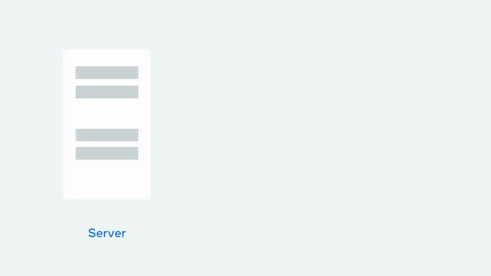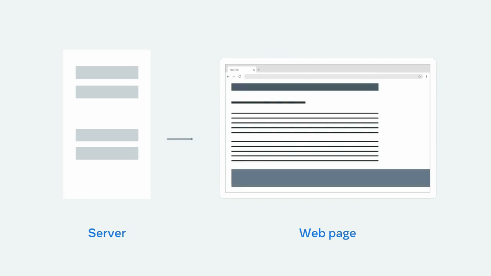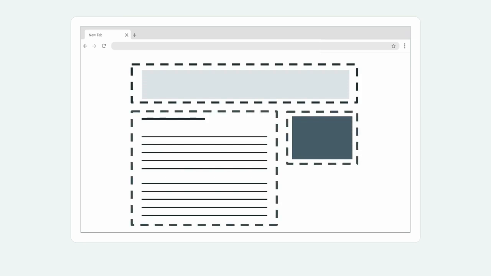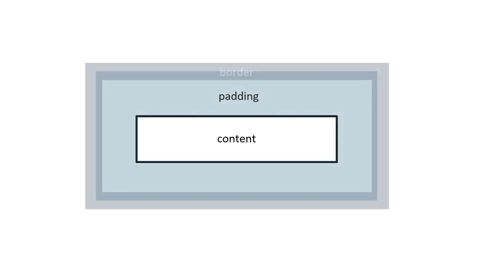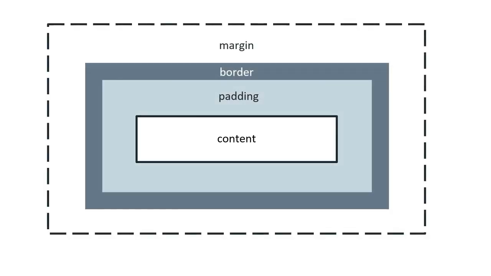When an HTML document and CSS style sheet are downloaded, the web browser needs to know how to display the elements on screen. To do this, it allocates a rectangle or box to each element. CSS rules are applied to the boxes of the elements. This is known as the box model. Every box consists of 4 parts: the content, the padding, the border, and finally, the margin.